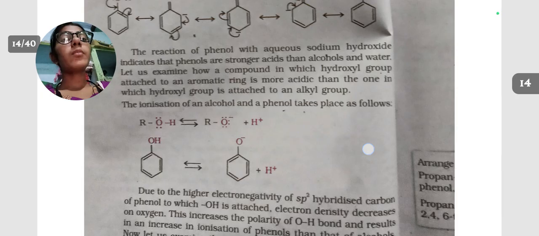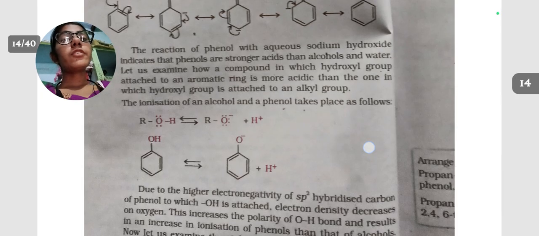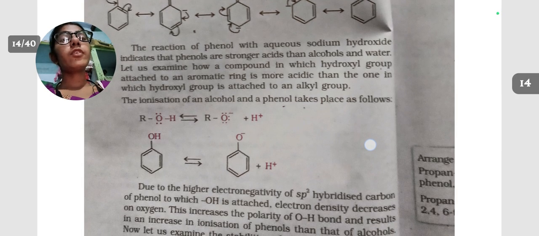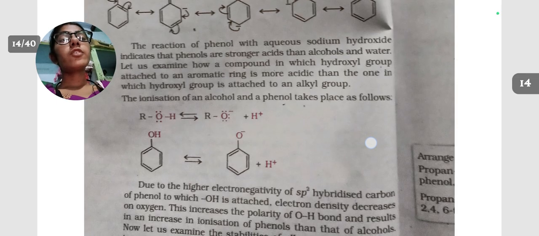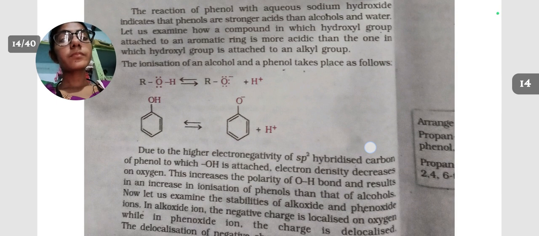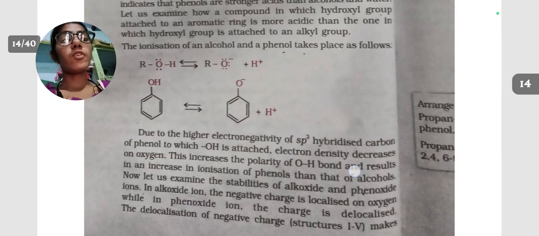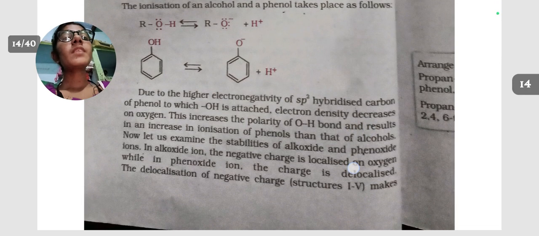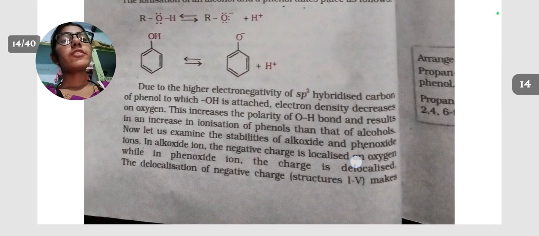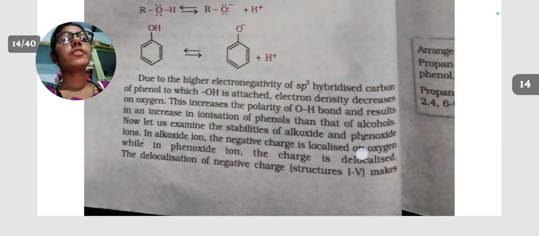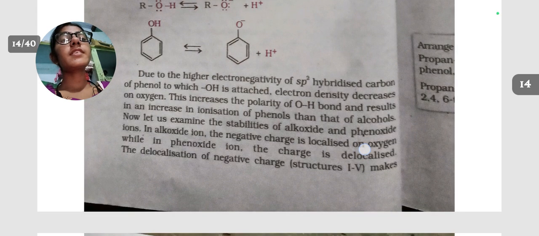Like the carboxyl group attached to the aromatic ring, the hydroxyl group attached to the aromatic ring is more acidic than one attached to an alkyl group. Ionization of alcohols and phenols takes place as follows. Due to the higher electronegativity of the sp2 hybridized carbon in phenol to which the OH group is attached, electron density decreases on oxygen. This increases the polarity of the O–H bond and results in an increase in ionization of phenols.